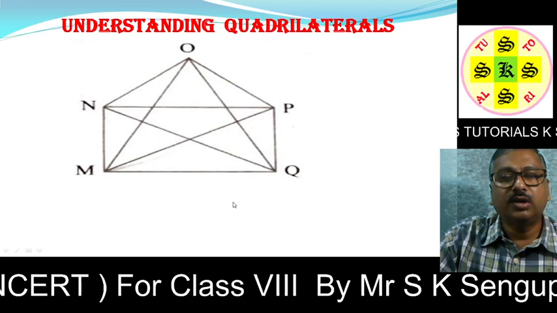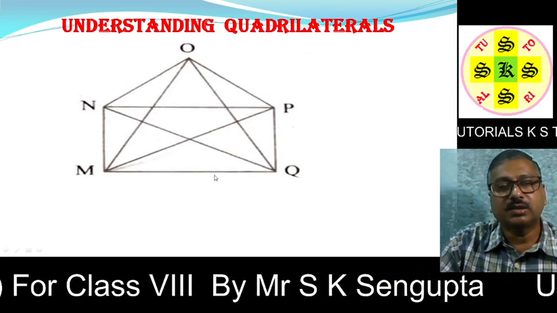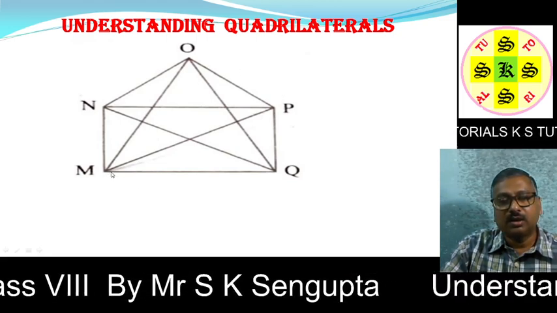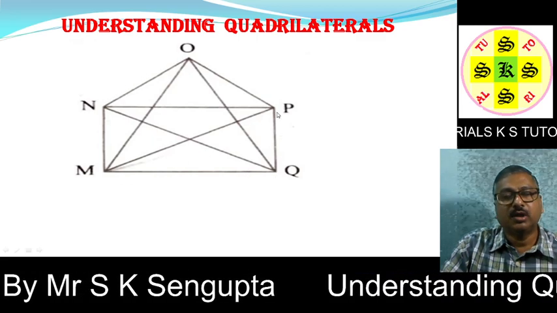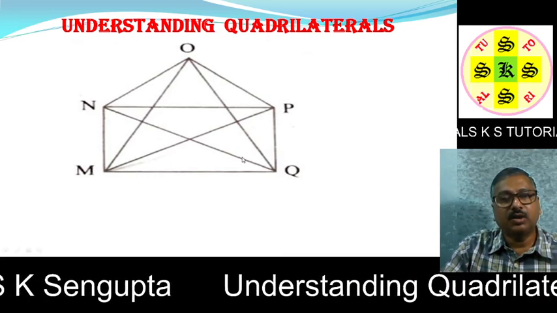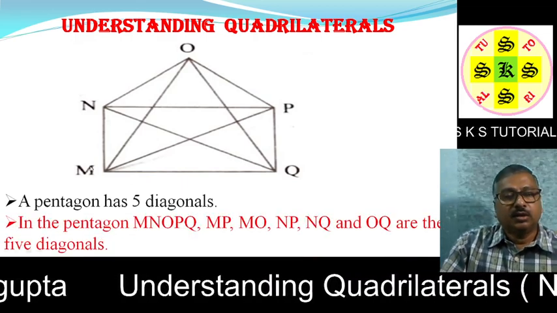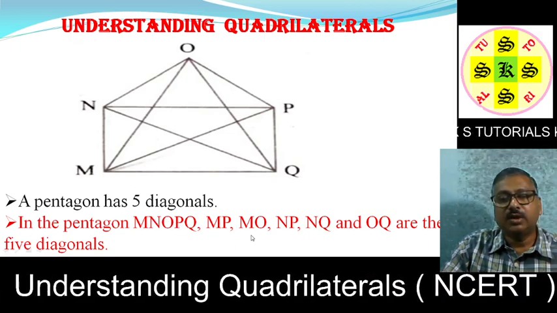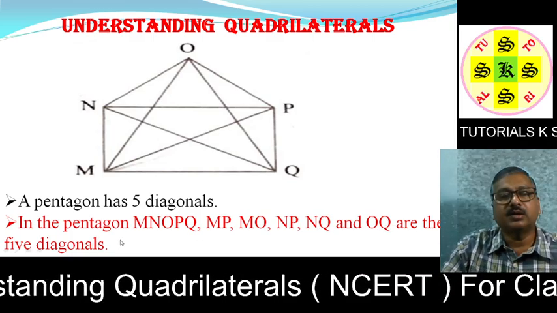And this is the only polygon in which the number of sides and the number of diagonals are the same. In a pentagon, there are 5 sides: 1, 2, 3, 4, 5, and the number of diagonals is also 5. In a quadrilateral, there are 4 sides but only 2 diagonals. This is the only figure where the number of sides and diagonals are the same. A pentagon has 5 diagonals: MP, MO, NP, NQ and OQ.